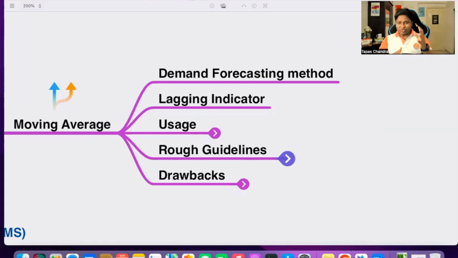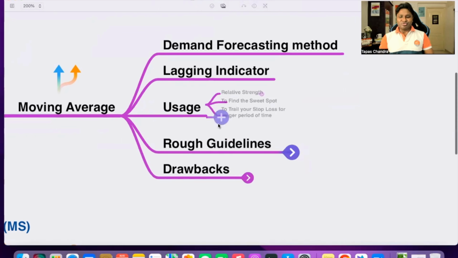Moving average is a tool or indicator which will track the price of a stock over a period of time and plot all of those on your chart. This essentially will smooth out all the price fluctuation and give us a general idea of where the stock is heading. Moving average is a demand forecasting method, and it is also called a lagging indicator. Why we call it a lagging indicator, we will discuss in depth while going through the usage of moving average in this video.